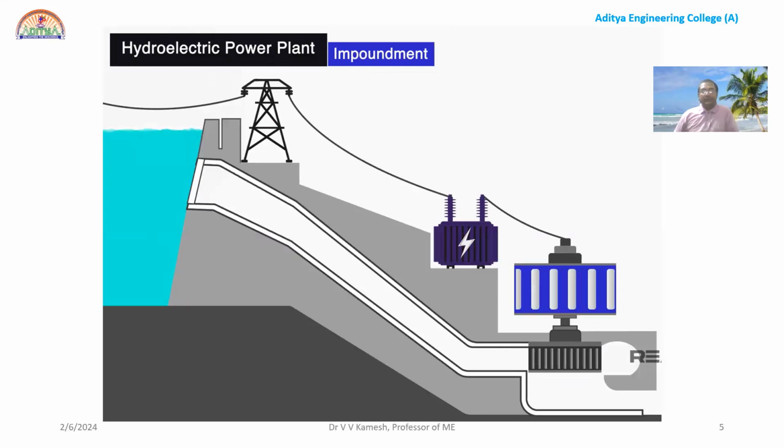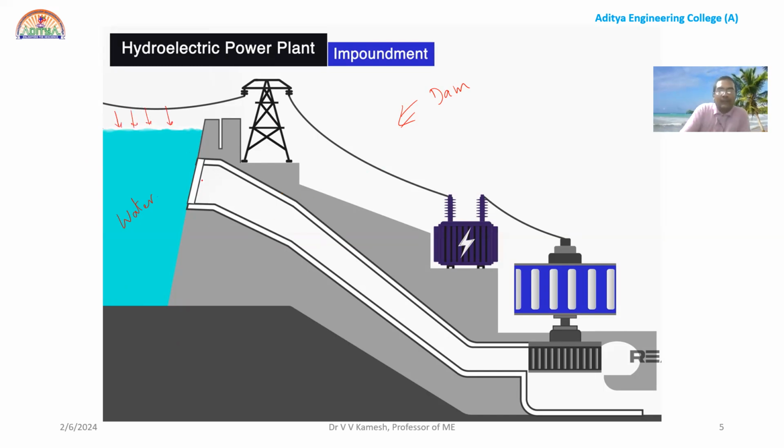Now we will discuss hydroelectric power plant. In hydroelectric power plant, hydro means water, right? So hydroelectric means current is coming by water. Here in the diagram, you are able to see some dam construction. See, this is water. The total structure is a dam, right? Here the water is stored at a high level, right? See the arrows.